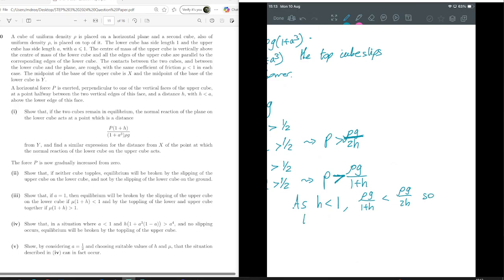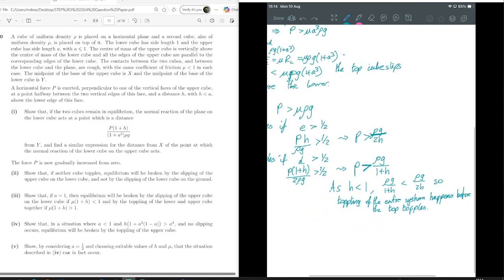So toppling of the entire system happens before the top topples. So we're never going to have the case where P gets to whatever this fraction is, because that's a bigger fraction. This would have already broken the setup first.